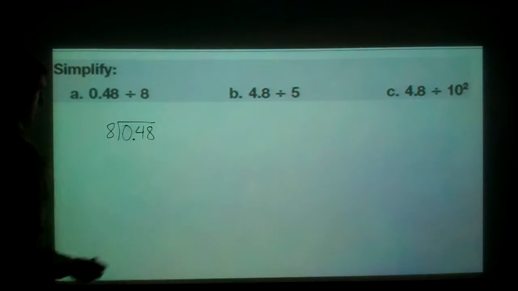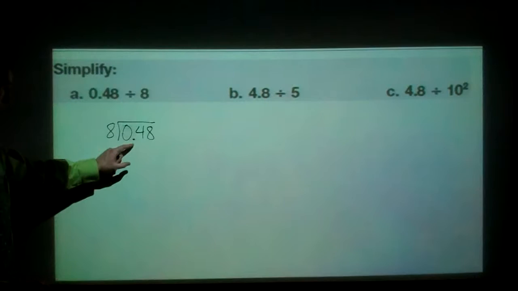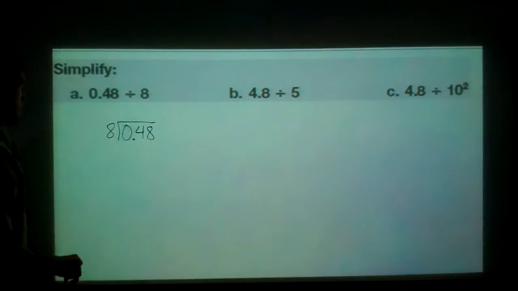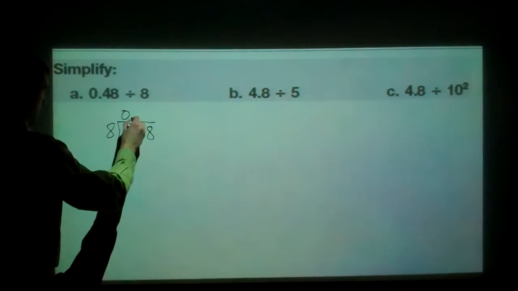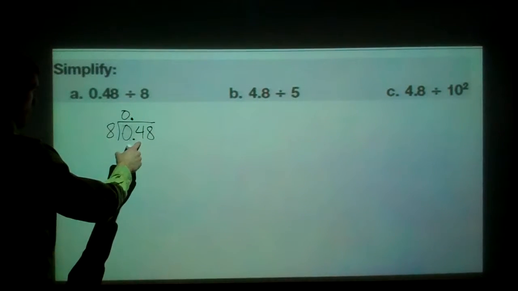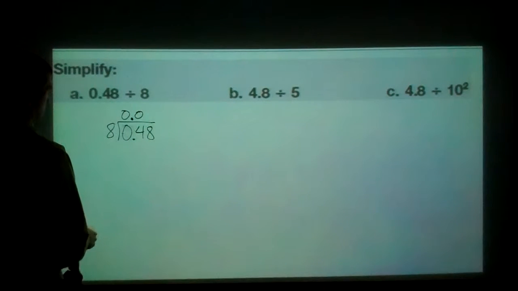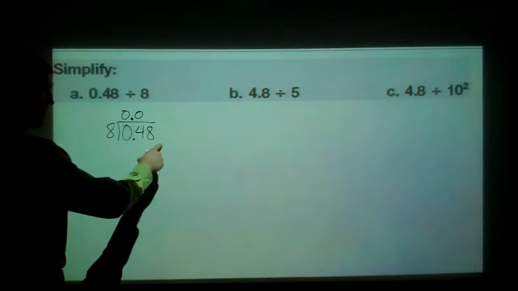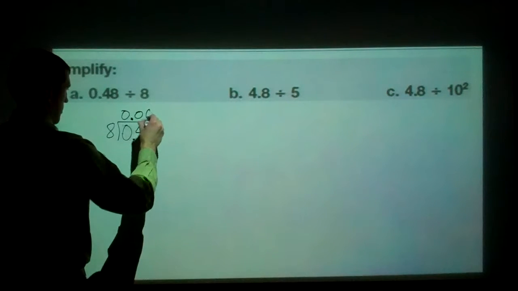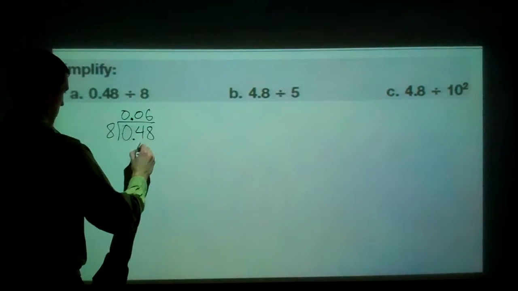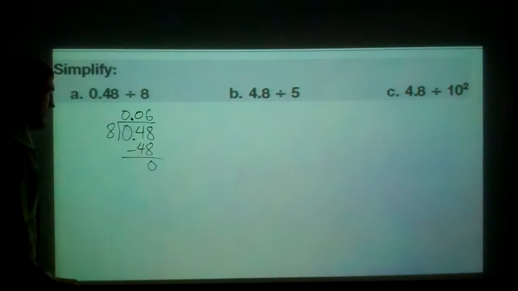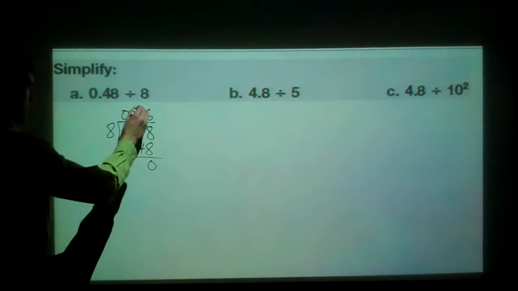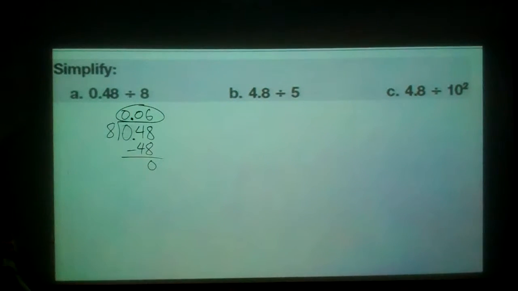0.48. Alright. It's very important that we keep our decimal where it needs to be. So 8 goes into 0 times. And bring your decimal up. 8 goes into 4 0 times. But 8 goes into 48 6 times. So 6 times 8 is 48. Subtract, you get 0. So, answer to this one would be 0.06 or 6/100.